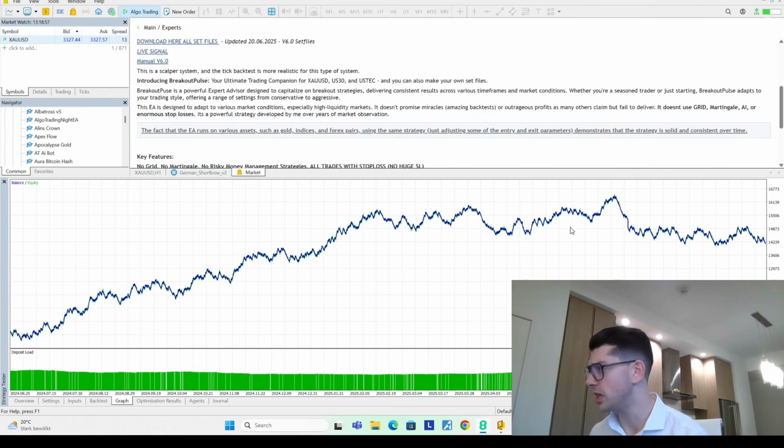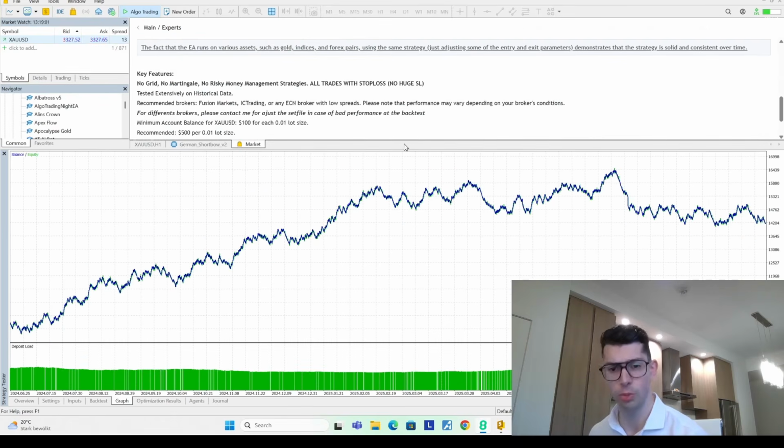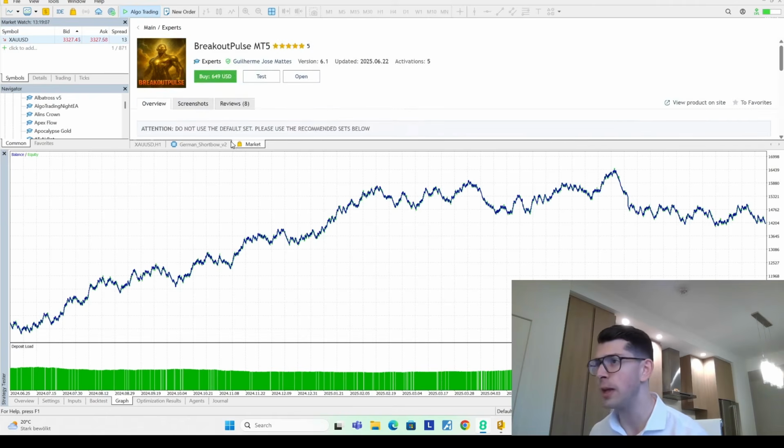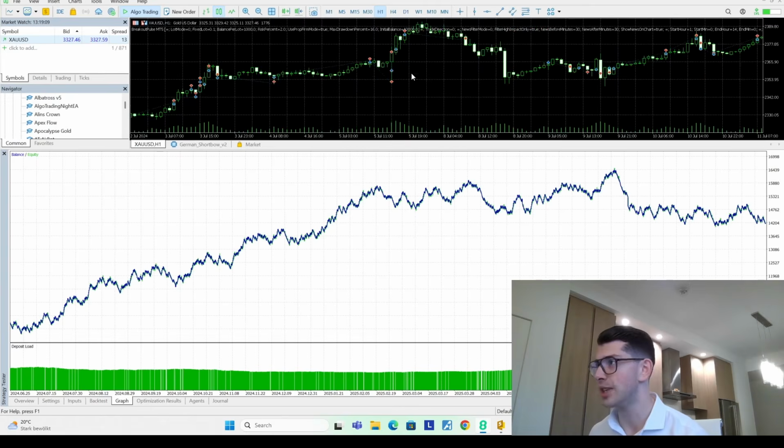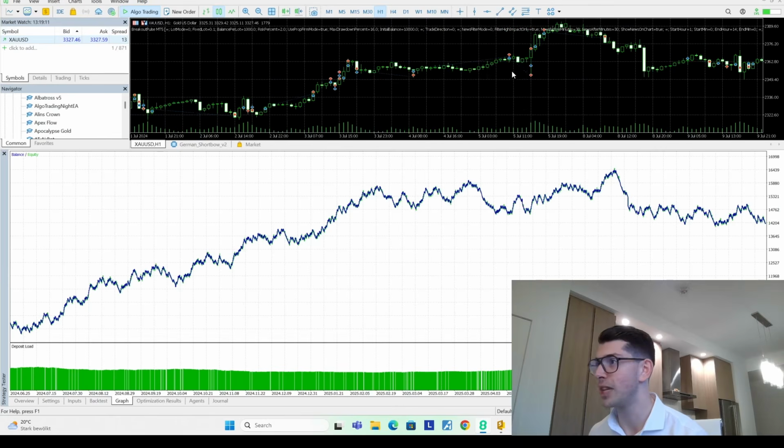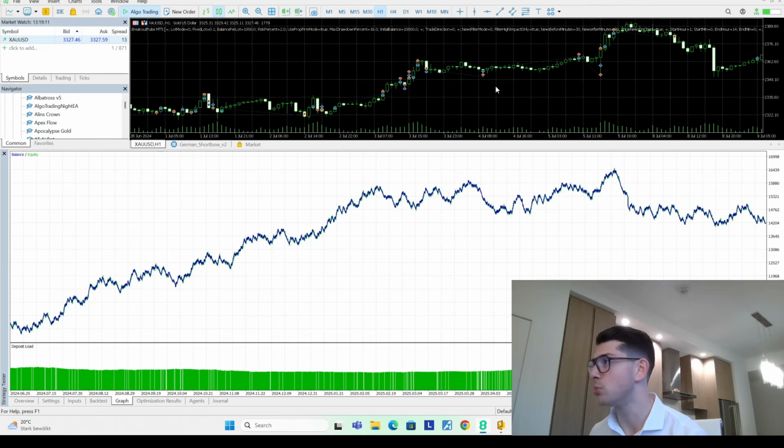So I ran a backtest with default settings on gold. He does share multiple set files, so most likely the live results would be quite a bit better than this, because you'd be using a different type of set file. And the one thing I'm seeing is that it's trading an absolutely massive amount. Some of them are very small trades, some are big trades.